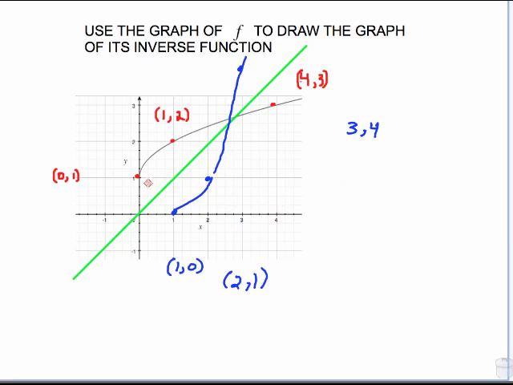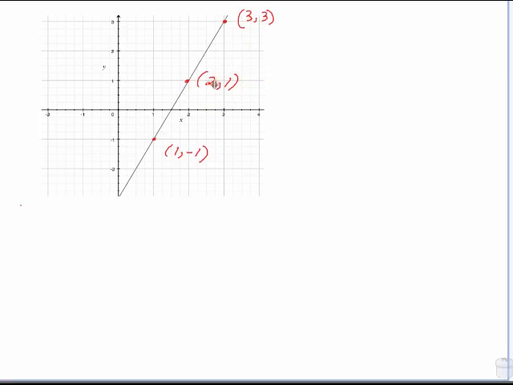So all you have to do to draw an inverse function is to find a couple points, swap your x and your y, plot those points, and connect the dots. And you need to connect the dots knowing what your original function was. This was a curve, so I knew my inverse was going to be a curve. Watch this next one. This was a line.